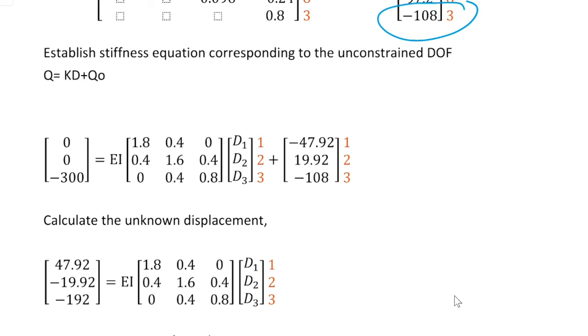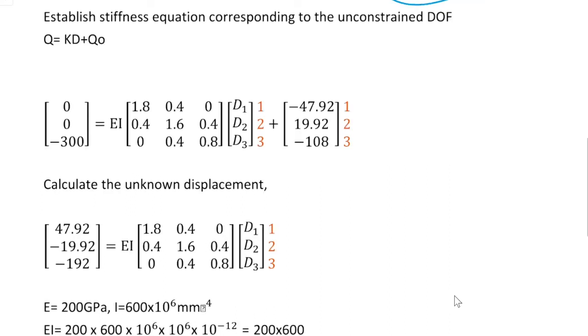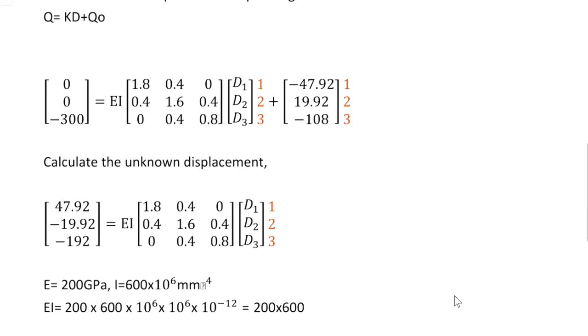But by looking at this question, you are asked to determine directly the unknown displacement, so you can skip that step, that procedure, and straight away you can only write the stiffness equation corresponding to the unconstrained degree of freedom system. So it is Q plus Q0, Q is equal to KD plus Q0.